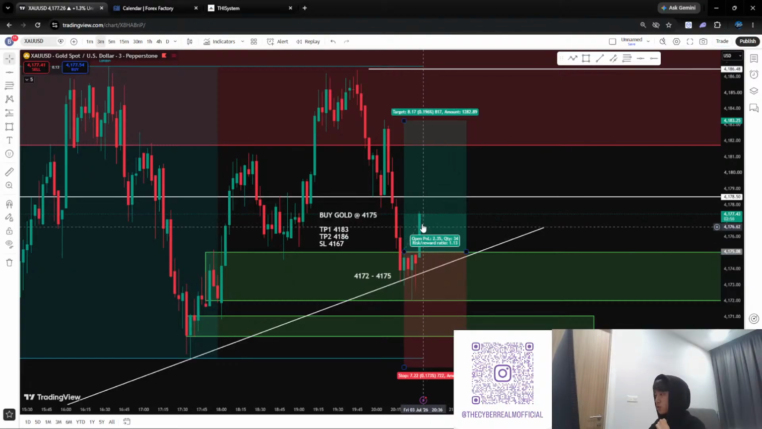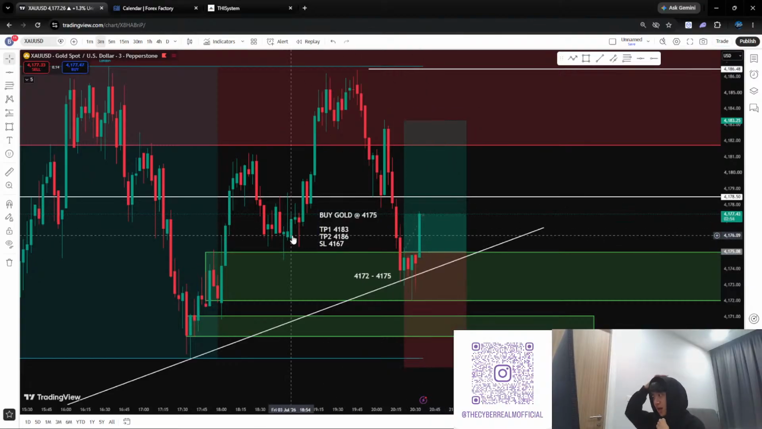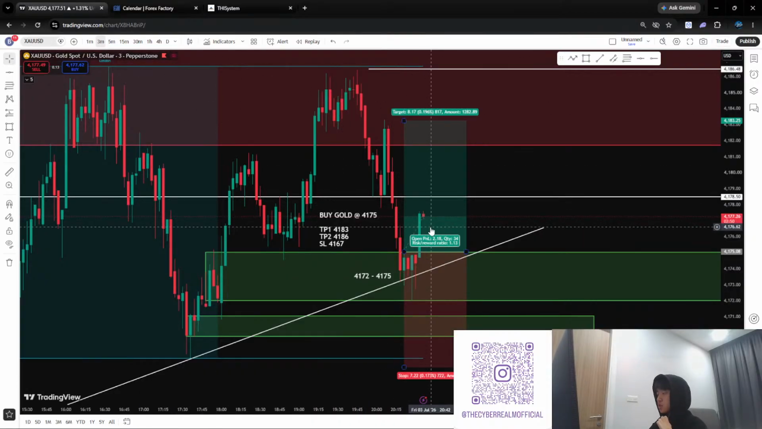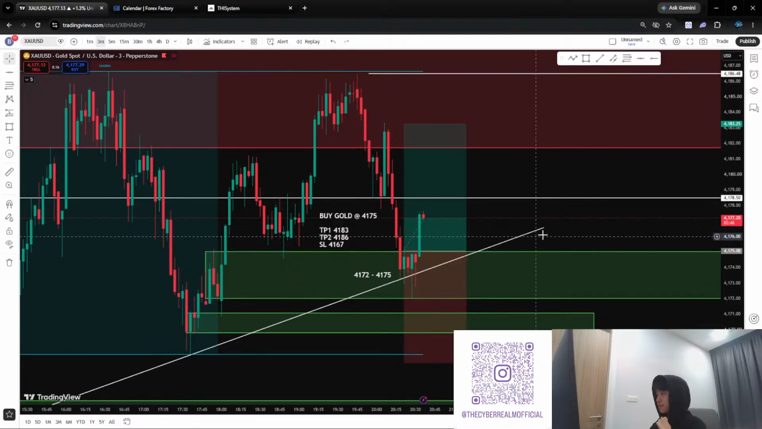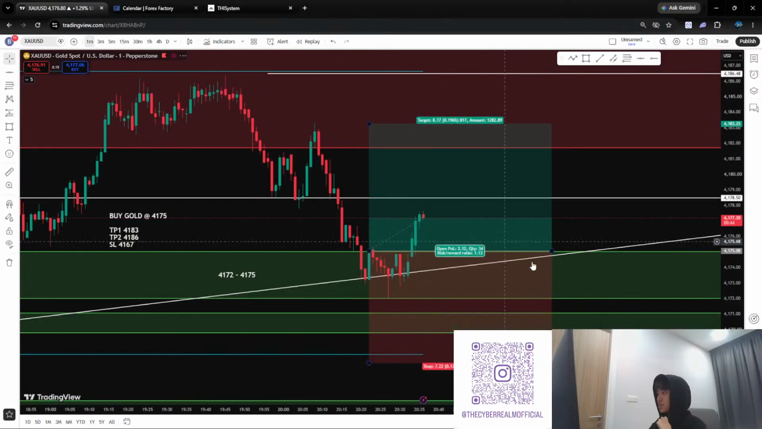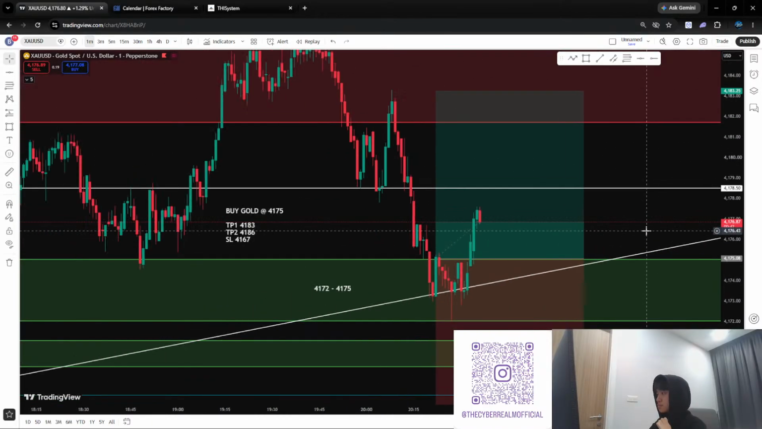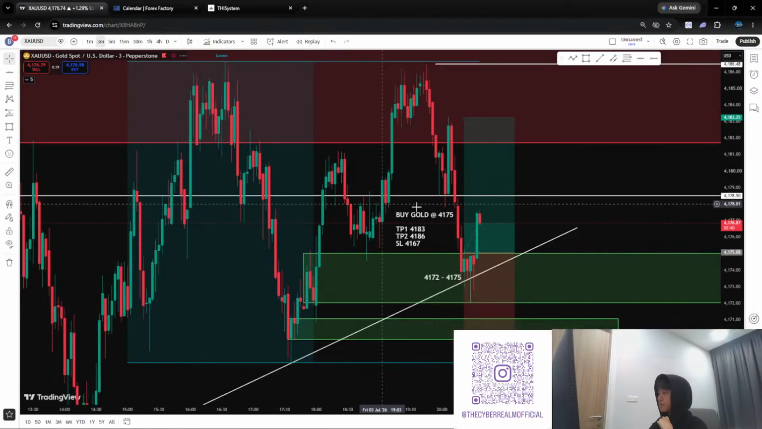A very big impulsive candle for us to push momentum higher. So expect a short retracement downwards. Don't be scared, and then maybe a continuation upwards. Let's see.